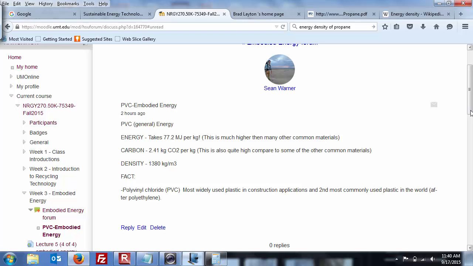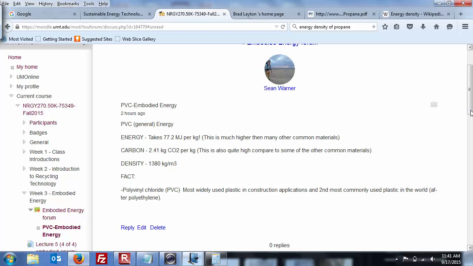Carbon, 2.41 CO2 per kilogram. Now, here's my question to you, and I don't know the answer. It's worth researching. Does this CO2 release come as a result of the physical process of processing the PVC, or is it more that you had to put that much energy in, so some coal was burned somewhere in order to make it that hot? Do you know the answer to that? That's exactly what I was wondering. You're not sure either. Yeah. That's why I didn't put it in the process of making it. I left it. Right. Yeah.